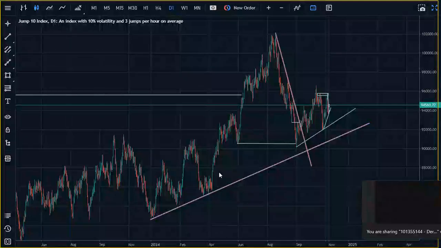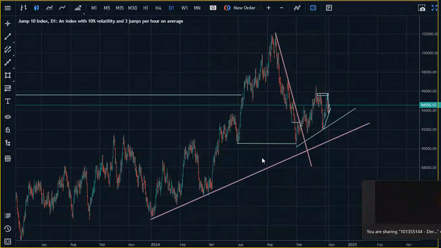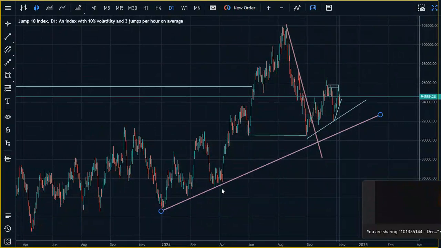So anyways, this one has not been invalidated. This particular trend line here has not been invalidated. So we are currently banking on this trend line for price to come back here, and then let's see a reaction.